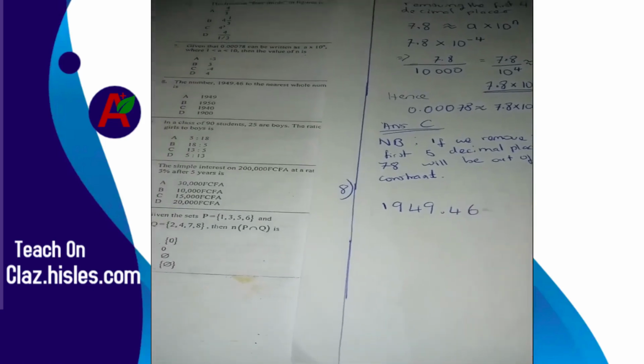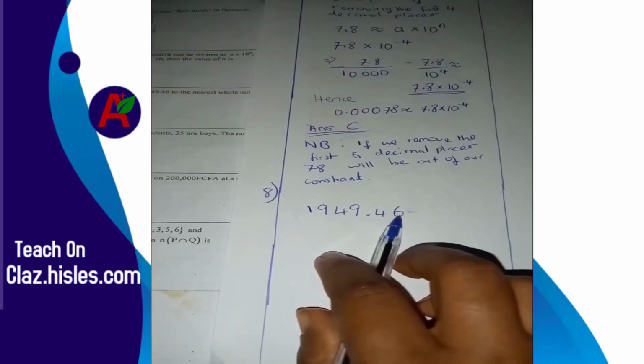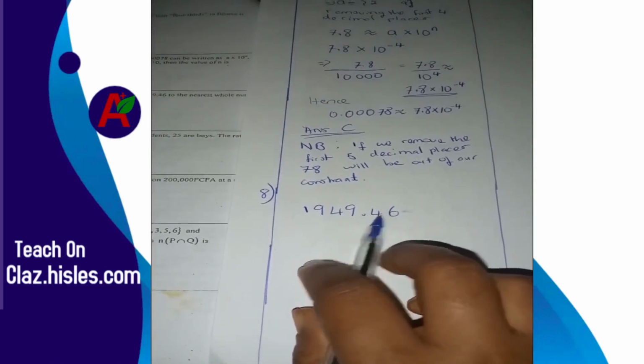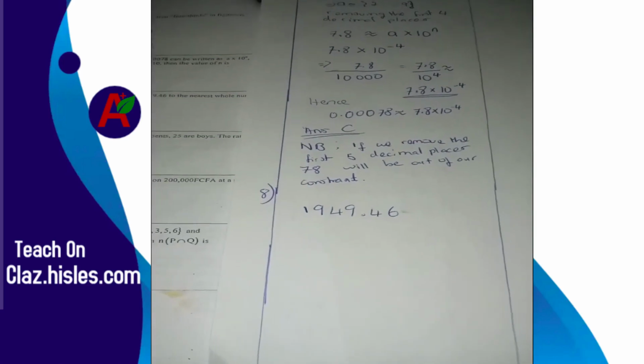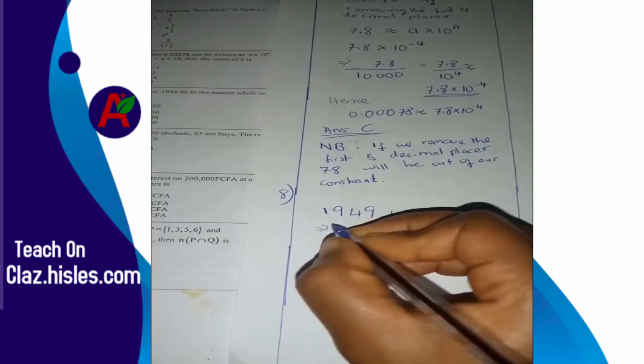1949.46, to the nearest whole number. To round to the nearest whole number, we have to remove all the decimal places, truncate them, and leave it as a whole number. That's the nearest whole number.